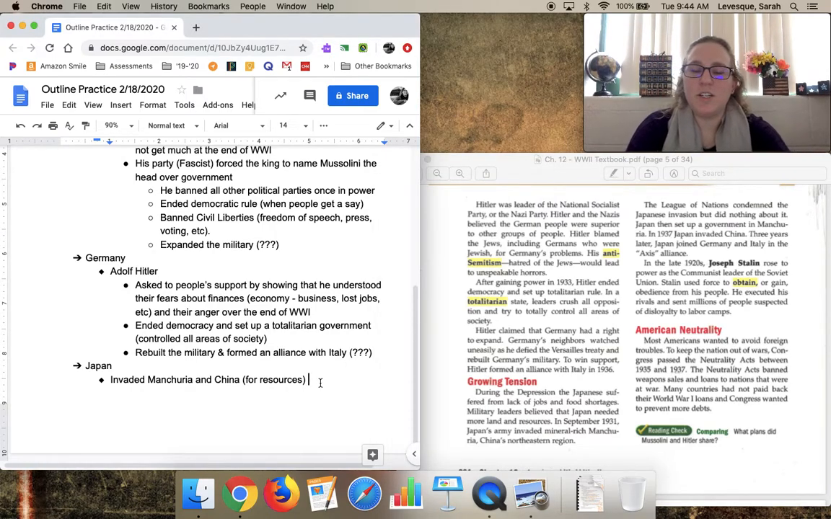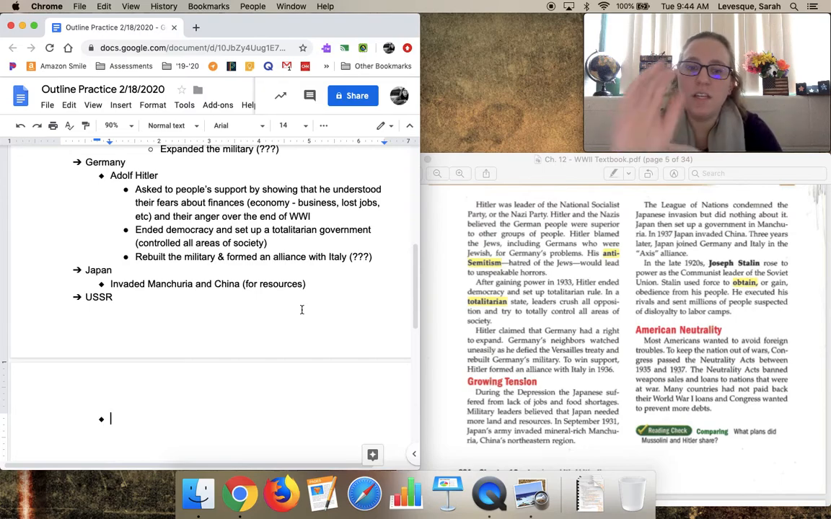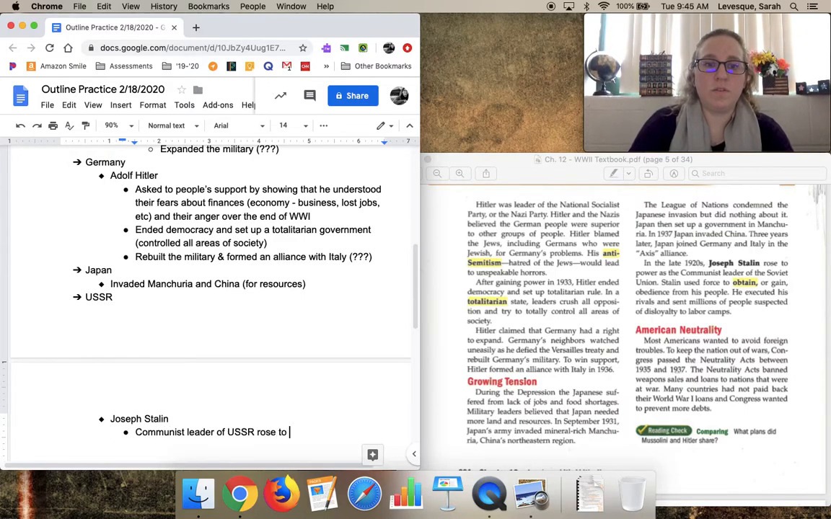I know our information on Japan is small. If you had other notes somewhere else, you can also pull that in. So quickly about the Soviet Union. Joseph Stalin rose to power as a communist leader of the Soviet Union. Communist leader of USSR rose to power. Actually, let's call it the Soviet Union. Rose to power.